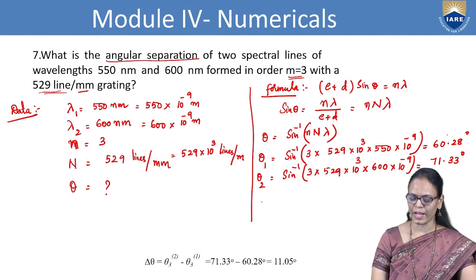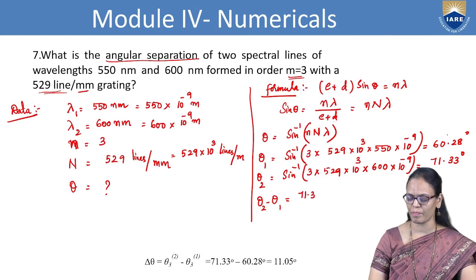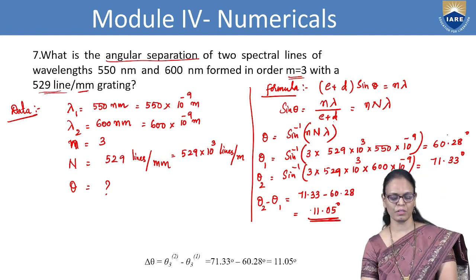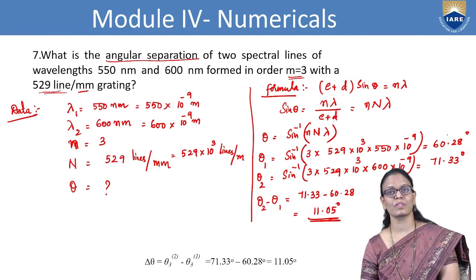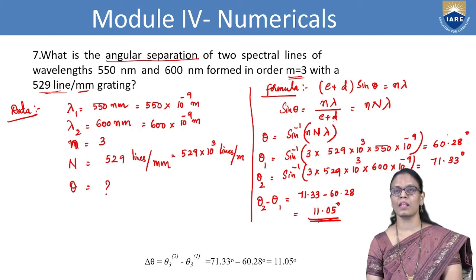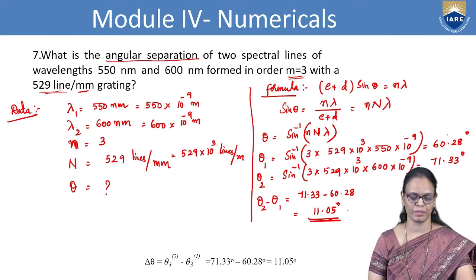If we have to find the angular separation, it is theta 2 minus theta 1. So that will be 71.33 minus 60.28. That is 11.05. So the angular separation between the two lines with the different wavelengths is 11.05 degree.